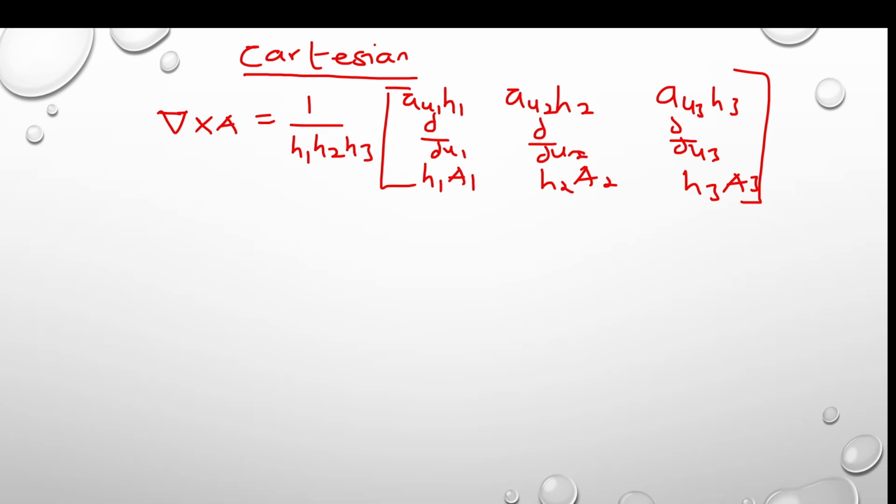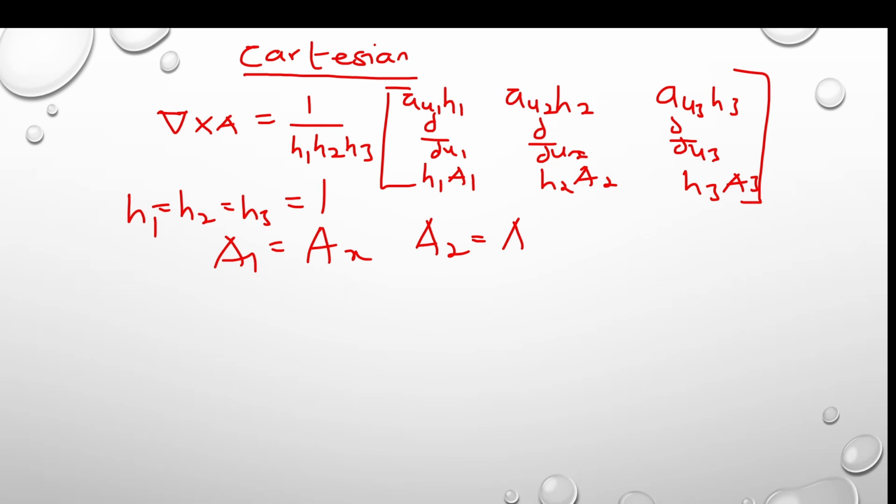Okay, so for Cartesian, the metric coefficients H1, H2, H3. And also we know the vector components A1. So we are just going to do a substitution. So the curl of A is equal to... H1, H2, H3 are 1. So 1 over 1.